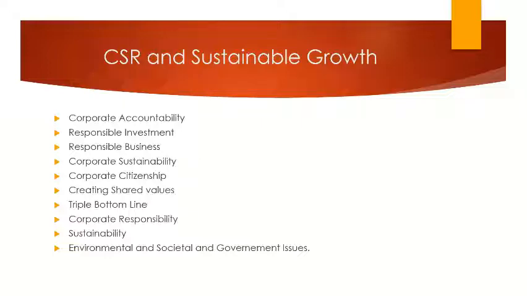So responsible business. Whatever business you have established should be run from an ethical point of view or legal point of view. Everything needs to be done by a responsible person. So corporate sustainability and corporate citizenship. This corporate citizenship is also called corporate social responsibility, and creating shared values and the triple bottom line. So people, profit, planet. If you keep these three things in your mind, then you are going for corporate social responsibility. So corporate responsibility and sustainability, and environmental, societal and governance issues.